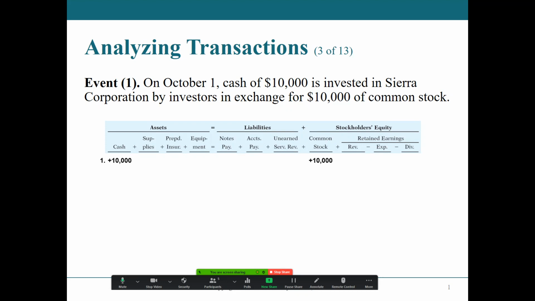My analysis would be that cash increases by 10,000, and my common stock account increased by 10,000. An important feature of this sort of analysis is that we still are bound by the fundamental accounting equation we learned about in the previous chapter. Our assets have to always equal our liabilities plus our stockholders' equity. So there always has to be at least two accounts being impacted, and our assets must always equal our liabilities plus our stockholders' equity. So there's our first transaction.